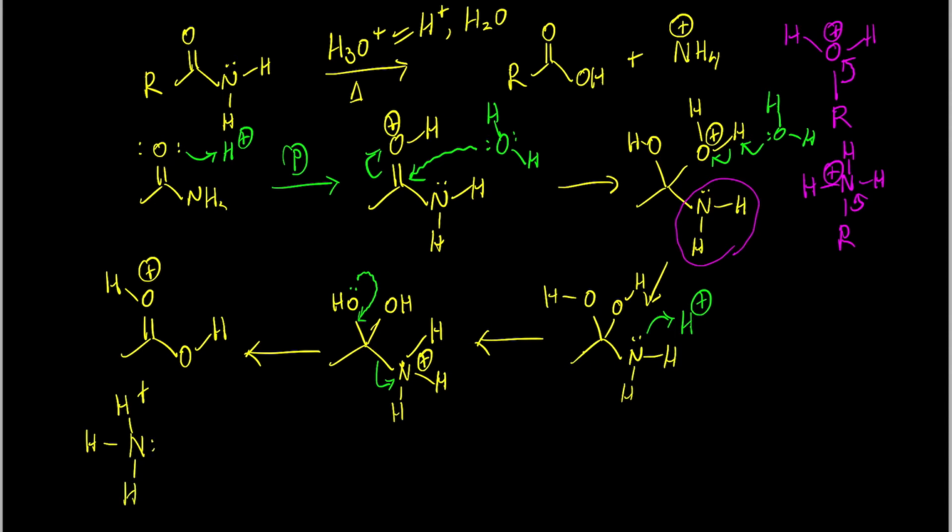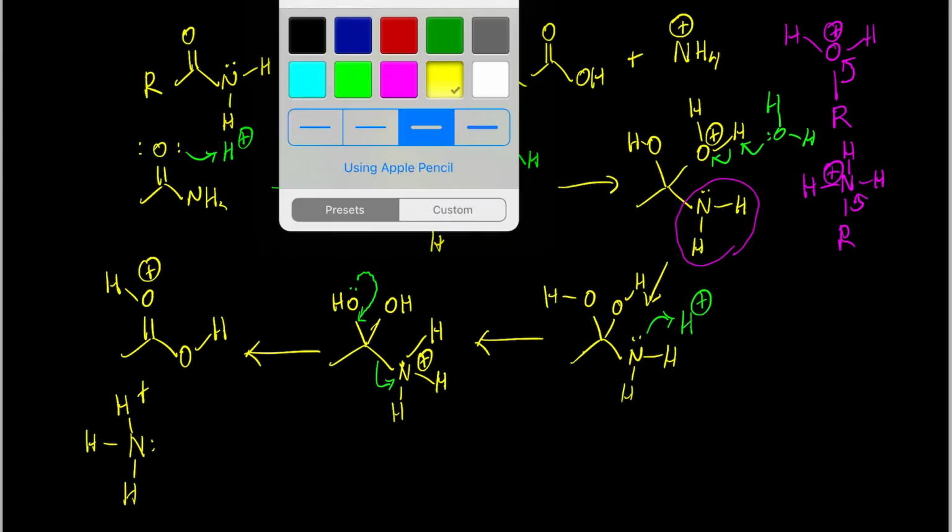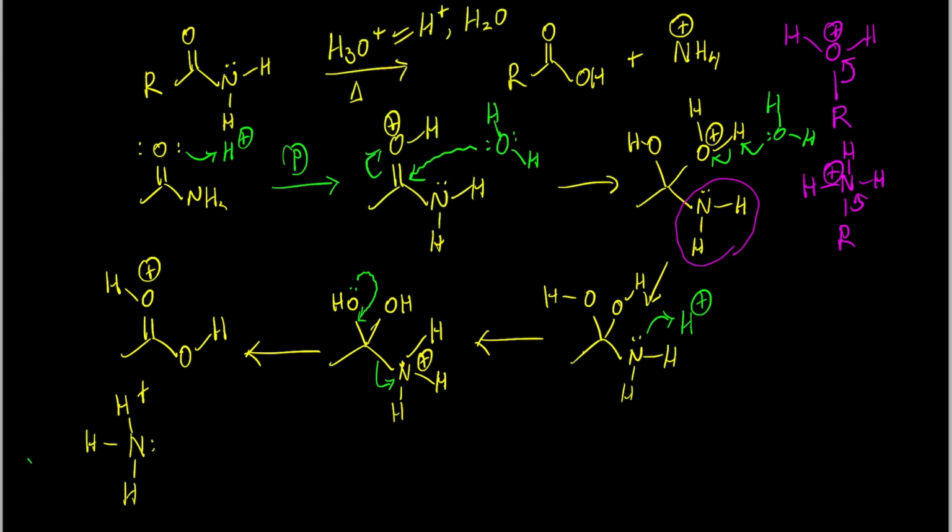Now, a couple things are going to happen. We have ammonia, which is a base. Let me just label that here. And we have this protonated carboxylic acid, which is definitely super acidic. So we want to remove this proton here, and we want to protonate this nitrogen here.